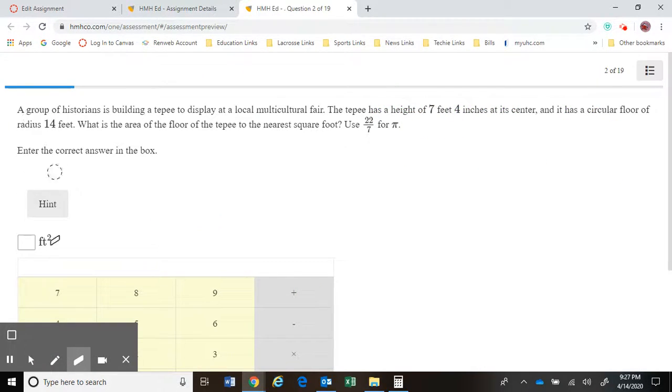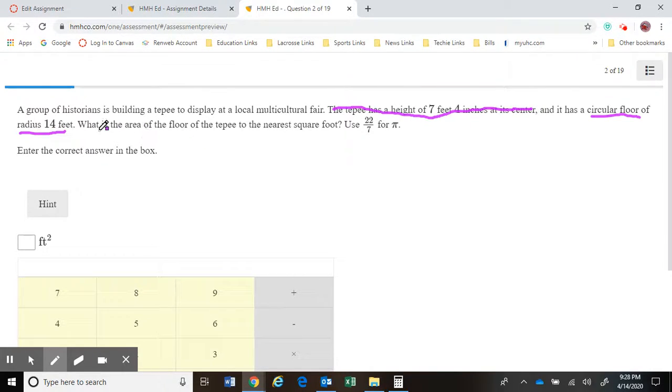Okay. All right. A group of historians is building a teepee to display at a local multicultural fair. The teepee has a height of 7 feet 4 inches at its center, and it has a circular floor with a radius of 14 feet. So there's that word radius. And what's the area of the floor? So I don't even care about the height. I'm just going to cross that out. What's the area of the floor of the teepee to the nearest square foot? And it says use 22 over 7.